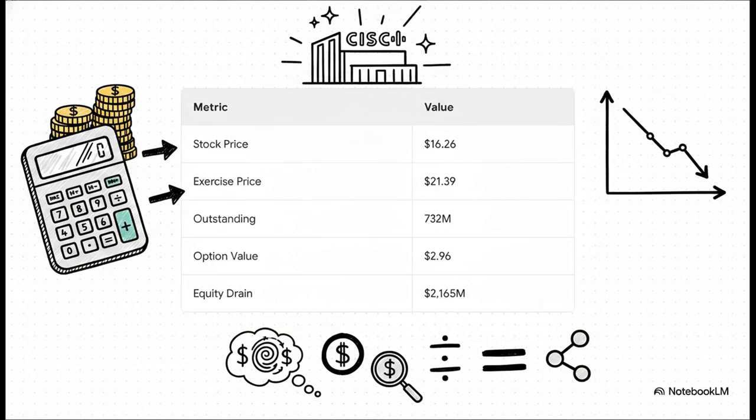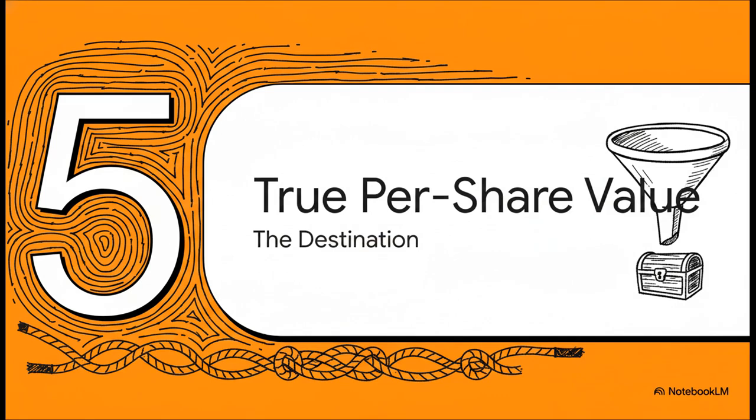Accurately valuing these options means calculating a precise deduction from the total equity. You literally subtract that $2.1 billion from the equity value before you divide by the shares. And finally, Section 5, Calculating True Per Share Value. We have reached the destination.